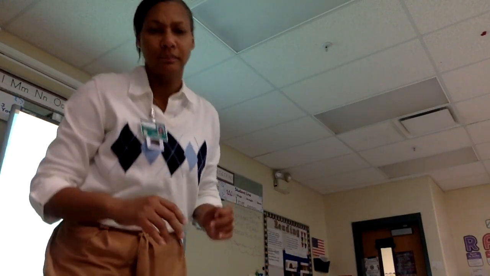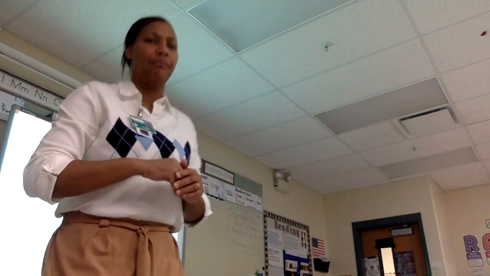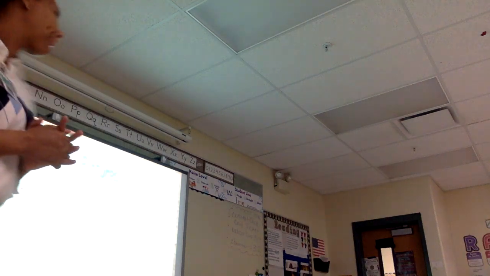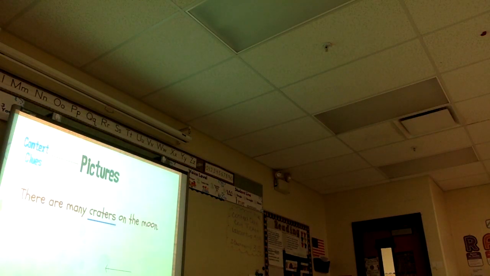So let's see how we can use pictures to give us clues to the meaning of a word. There are many craters on the moon. If you don't know what the word crater means, you might look at this picture of the moon and guess that it is these round circles on the moon. If you do, you will be correct because craters indeed are these round and hollow areas on the moon.